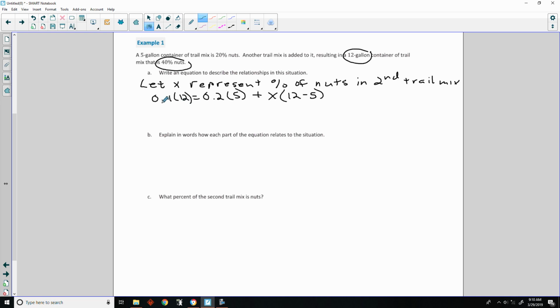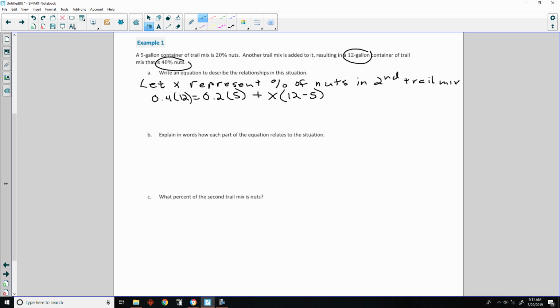Okay, so let's recap. 40% of 12 gallons we were given. 20% of 5 gallons we were given. It says, write an equation to describe the relationship in this situation. So here's the equation. We have the first trail mix, which is 20% of the 5 gallons. And then we have the second trail mix, which is some percent of 7 gallons that resulted in 40% of 12 gallons.